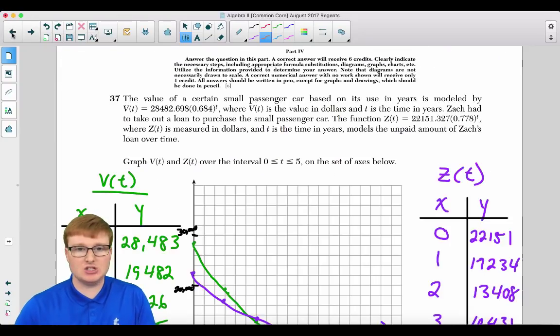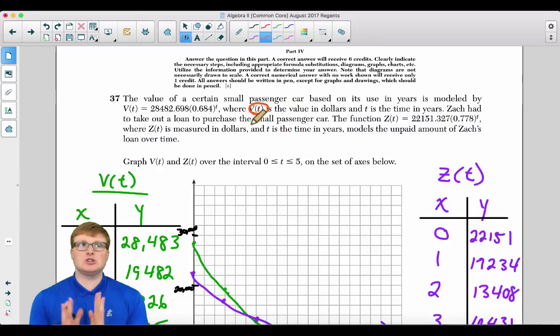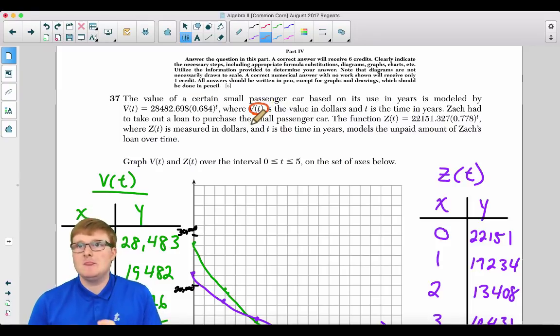So basically what they're asking your knowledge here is, you see how V of t is the value of his car. So here's the thing, and I want you to understand this. And I know that all of you are high school students. Most of you probably don't even drive. If not, all of you don't drive, unless you're taking Algebra 2 in senior year, which that's okay, by the way.